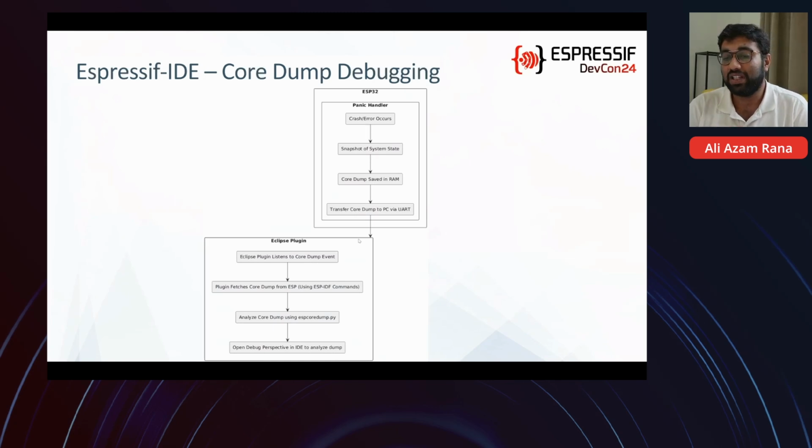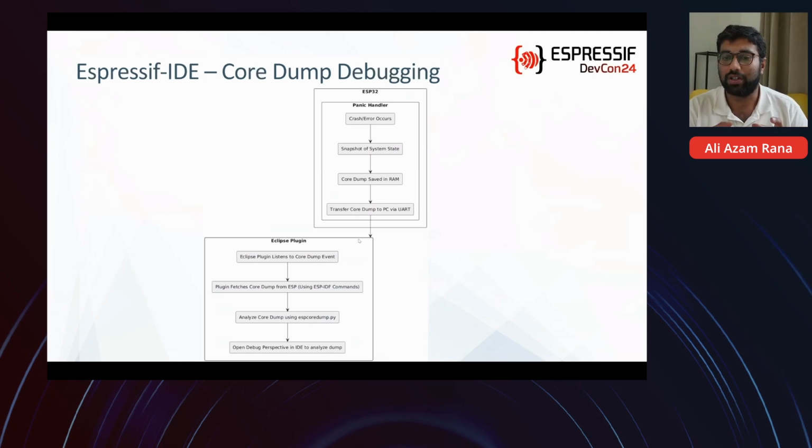The difference between this and the GDB stub is that here the core dump is either saved in the RAM on the device by the panic handler, or it's output via UART, depending on what configuration you have enabled through the SDK config. And similarly, the Eclipse plugin will listen to the core dump event via the serial monitor that you have attached to the device. And whenever that happens, it will fetch the core dump file and analyze it through ESP core dump IDE, and then attach the debugger to that particular core dump file.